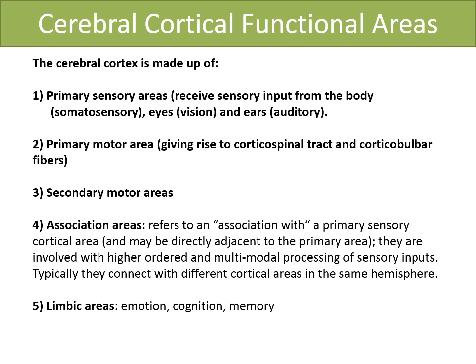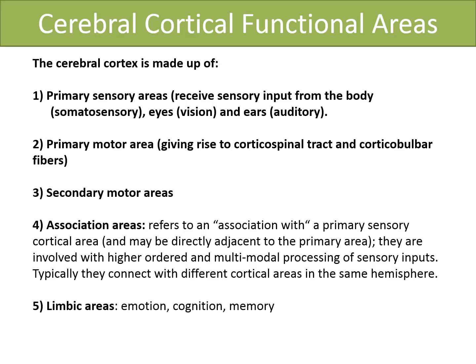The cerebral cortex is made up of a variety of different types of tissue. There are primary sensory areas that get somatosensory information from the body, visual information, auditory information, or olfactory information. Primary motor areas give rise to corticospinal and corticobulbar tracts and are very important in movement activity and in strength. Secondary motor areas are involved in some of the planning involved in movement and associated activities related to movement that we'll discuss.